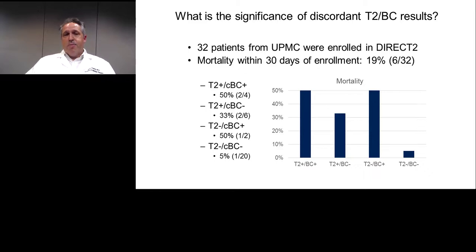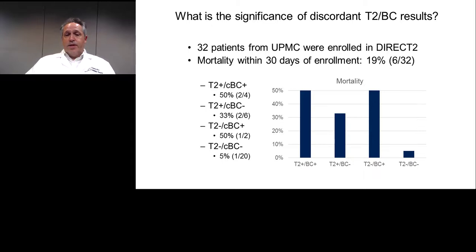So if patients were positive by either the T2 Candida or the simultaneously collected companion blood culture, the mortality rate was 50%. If the T2 positive, companion blood culture negative results were obtained, the mortality rate was 33%. If T2 Candida negative, companion blood culture positive discrepant events were obtained, mortality was 50% again. If you look at the group in whom both tests were negative, T2 Candida and blood culture negative, shown on the far right of the graph there, mortality in this case was only 5%.